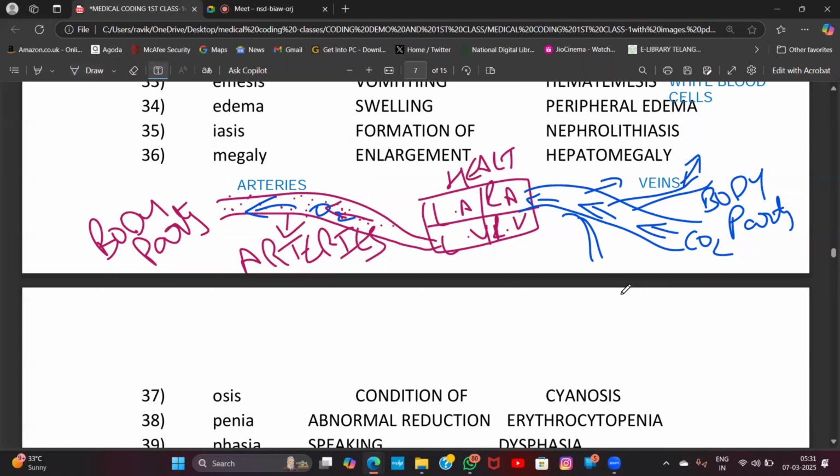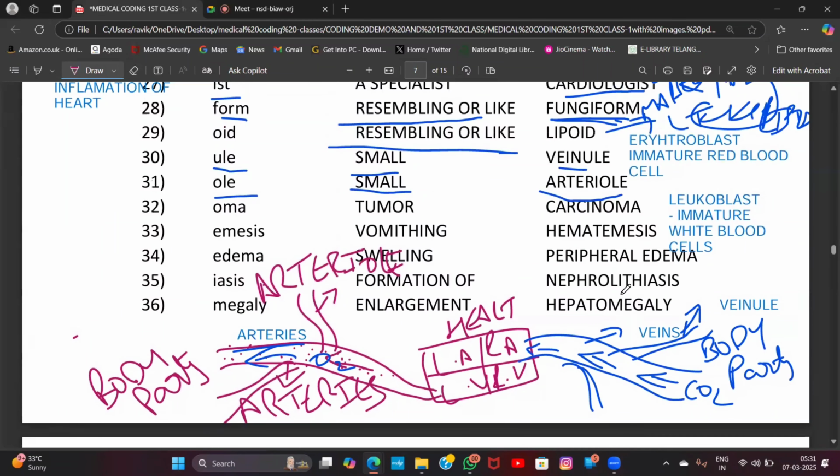The smallest vein is called venule. Venule is nothing but the smallest vein. Next one, arteriole. When a small pipe comes from a big pipe, that pipe is called arteriole. The smallest artery is called arteriole. Venule means the smallest vein.